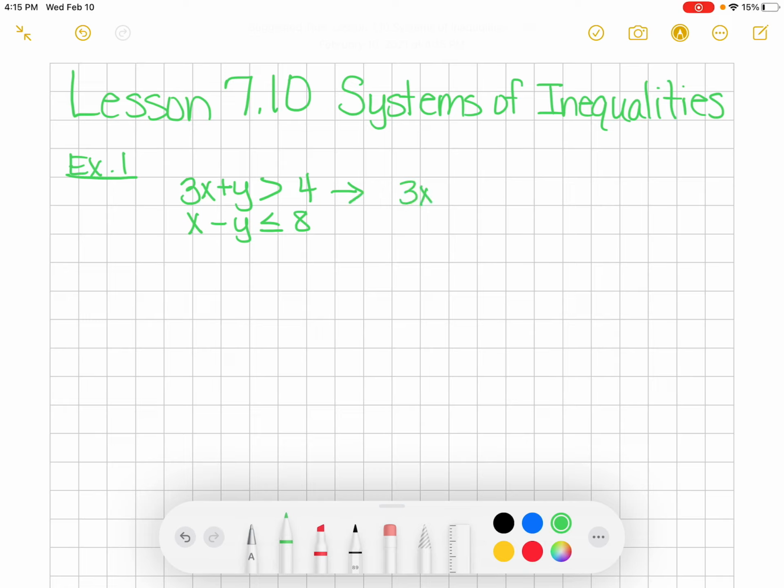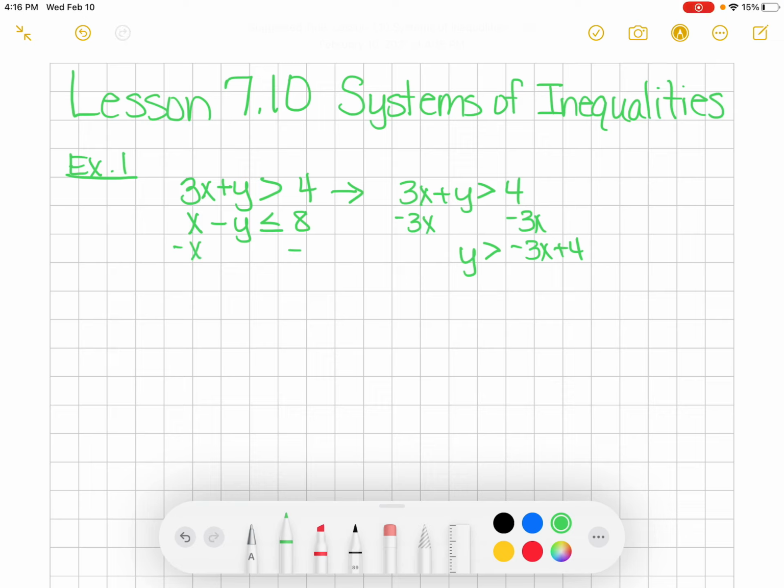In order to do that, I'm going to change it to where y is by itself, so I get y is greater than negative 3x plus 4. Actually, I'm sorry, I said this wrong. When you're doing inequalities, you have to change them into slope-intercept form. So let's go ahead and change this one also. I'll just do it right here.